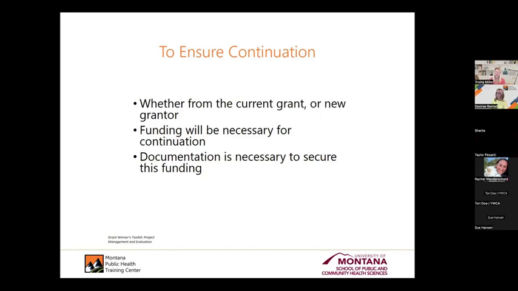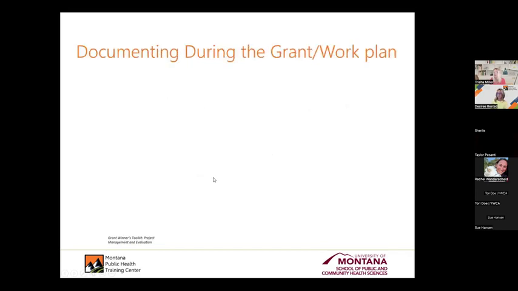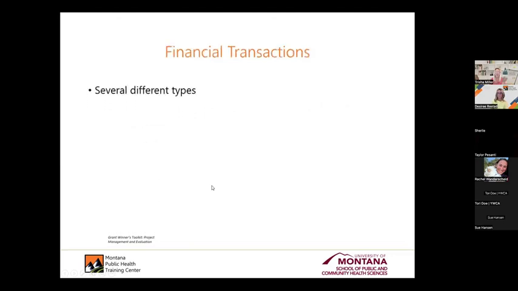So who documents everything? What are you going to document? All kinds of things. I just gave you some examples here very quickly. All the documentation, all the people. So basically anybody who is part of your program or project is going to document. That's the deal. You want to document financial transactions, any events, processes or components. Again, there's lots of different things that we want to do. All the financial transactions, several different types of these. And these are all in your handout folder, so you've got an actual piece of this if you want to look at it later.